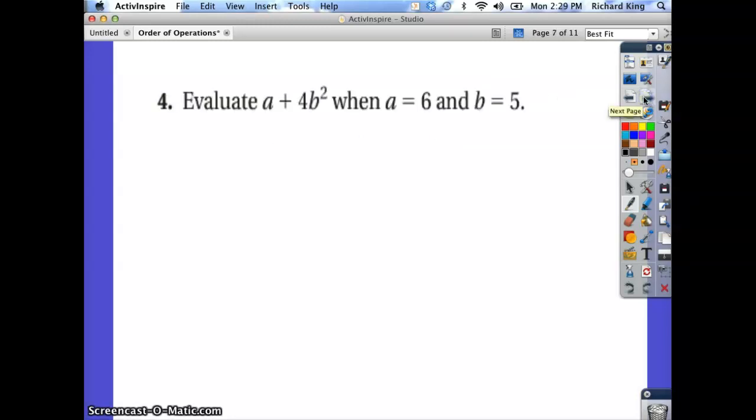Next problem. We're going to evaluate a plus 4b squared when a equals 6 and b equals 5. So let's rewrite the problem. Now we want to substitute in for our variables. We know that a equals 6. We'll substitute 6 in for a, plus 4 times, and b is 5, so we'll put 5 here, and it's going to be 5 squared. So now from this point on, we need to follow the order of operations rules, or the PEMDAS rules.